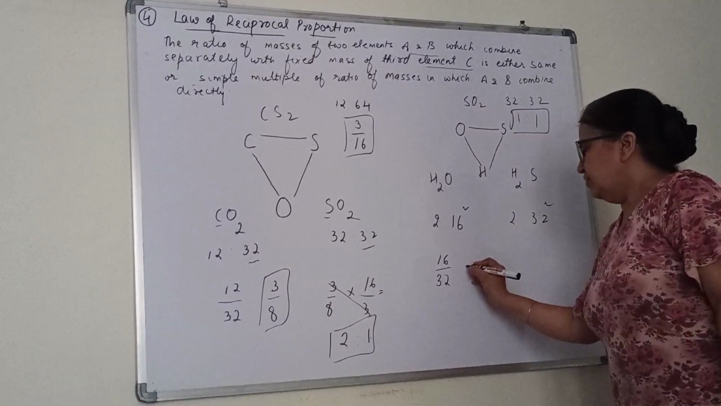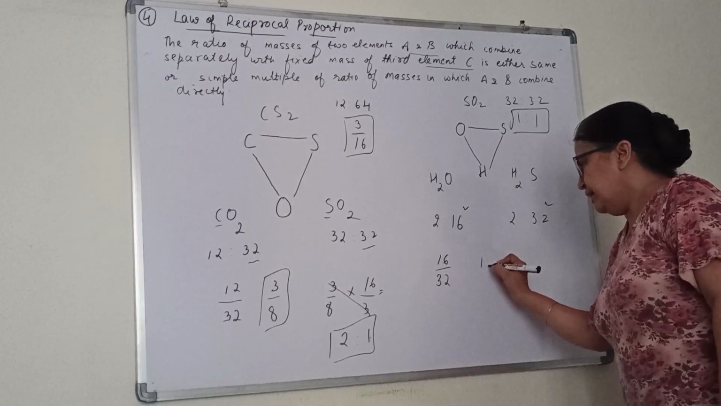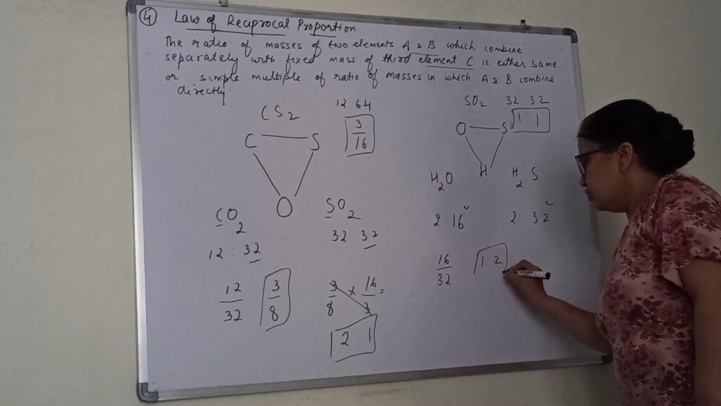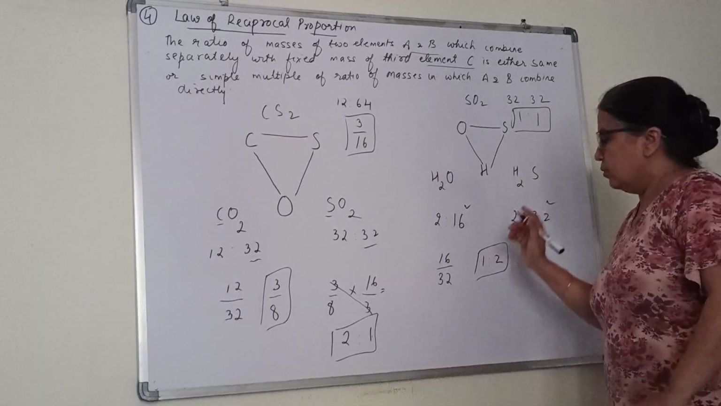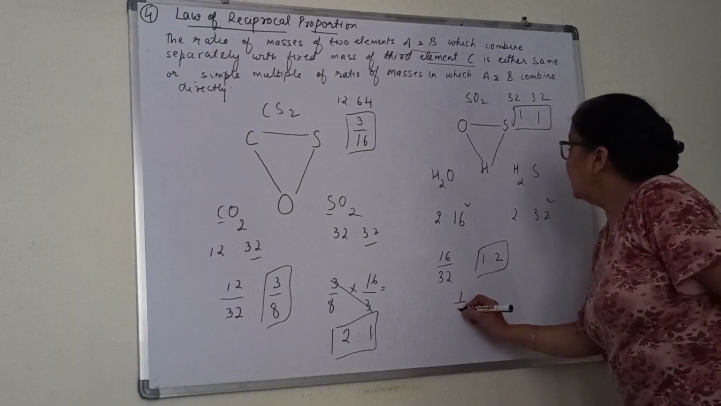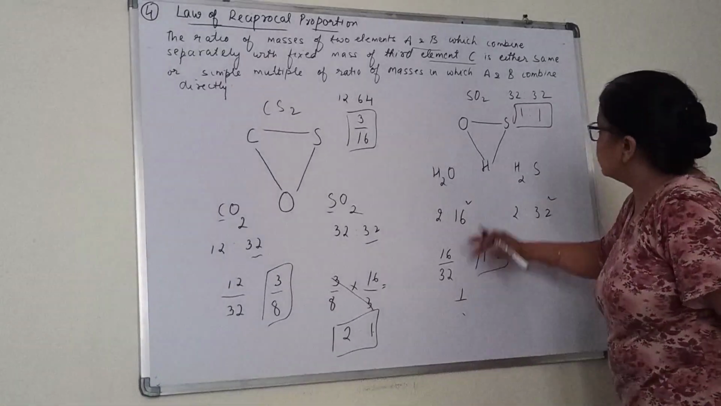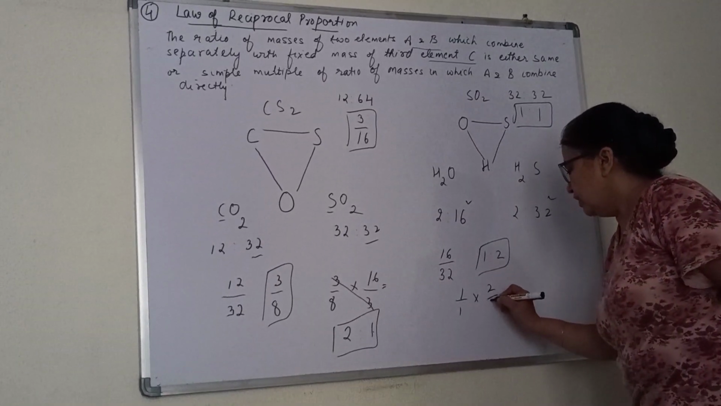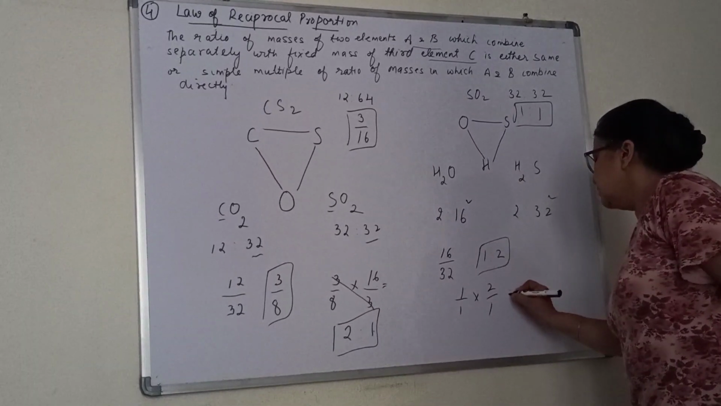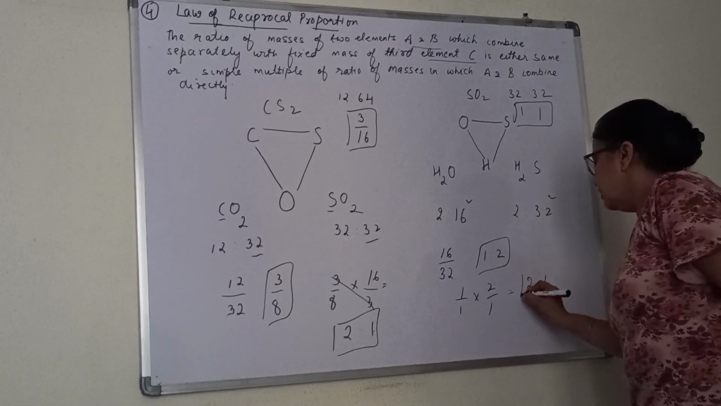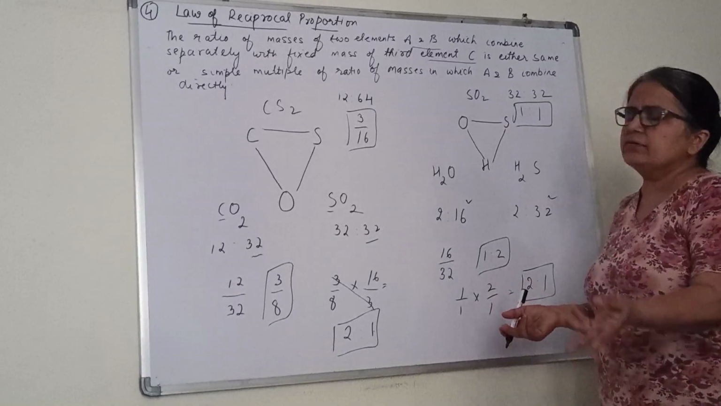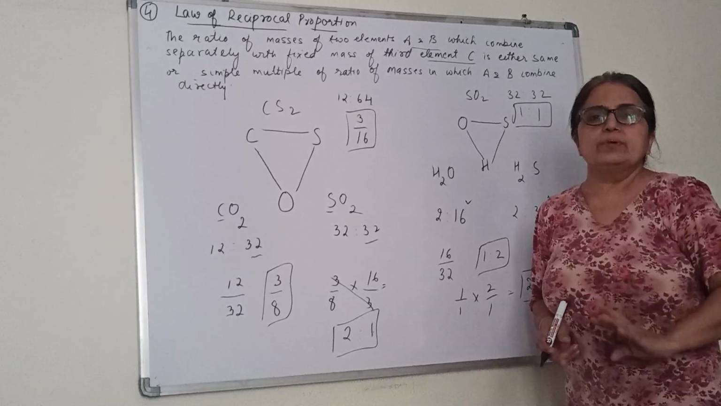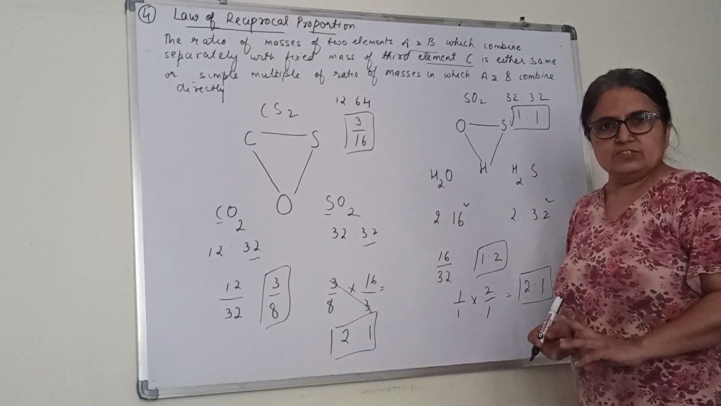You have to compare. If I am comparing this, I am getting a 1 is to 2 ratio. So if I compare these two now, what will I get? 1 by 2, this is 1 by 1. 1 by 1 is to 2 by 1. So I am getting the final answer as 2 is to 1. If I do the reverse way also, you will get 1 is to 2, but they will bear a simple whole number ratio. Is this clear, children?